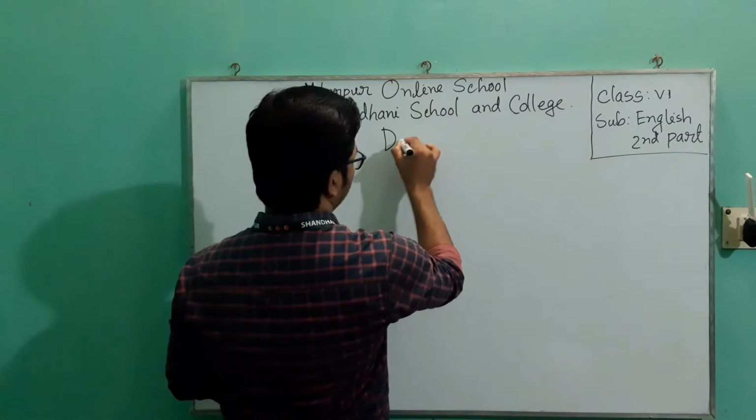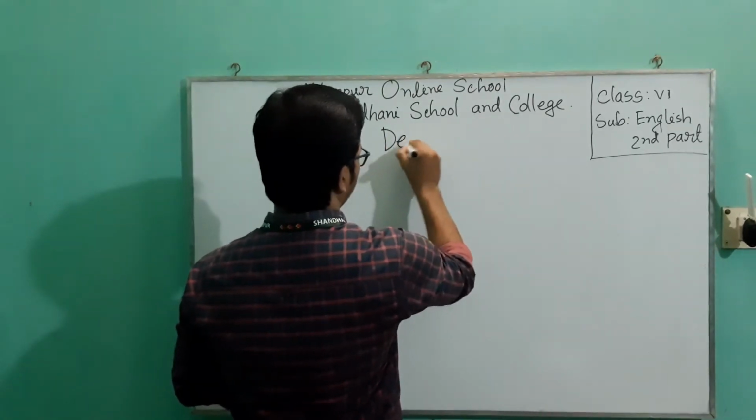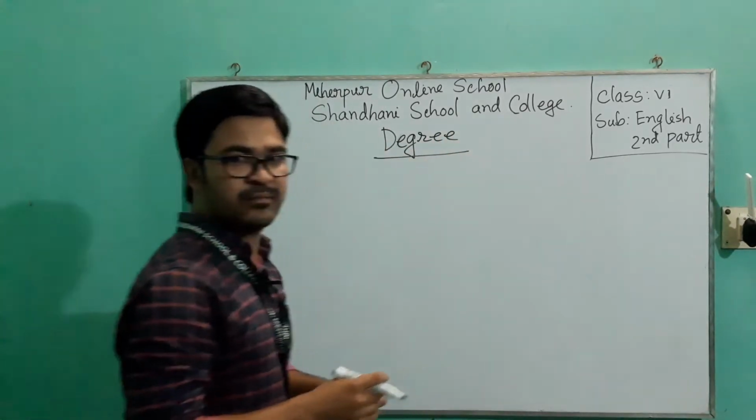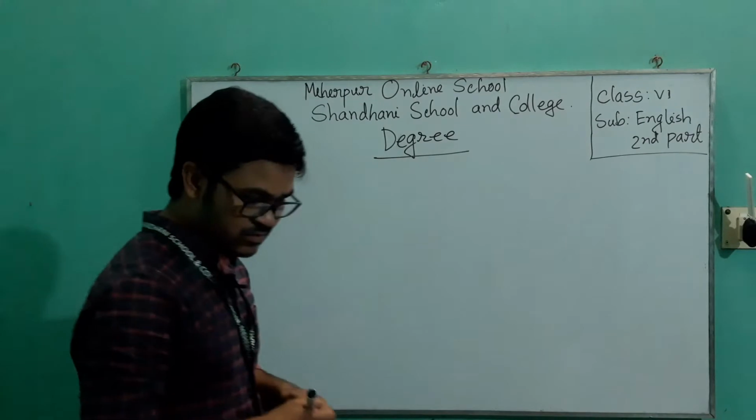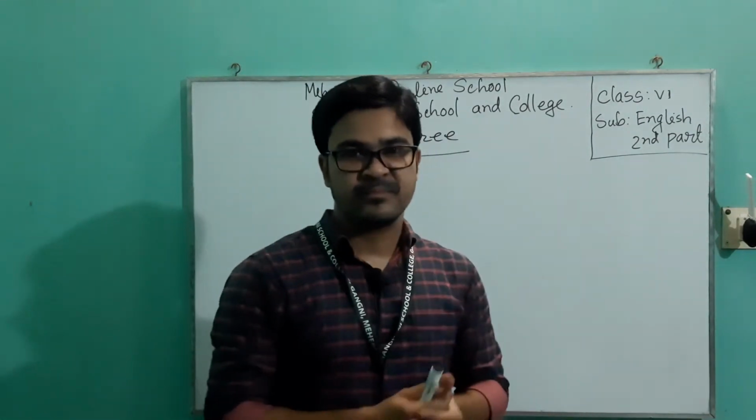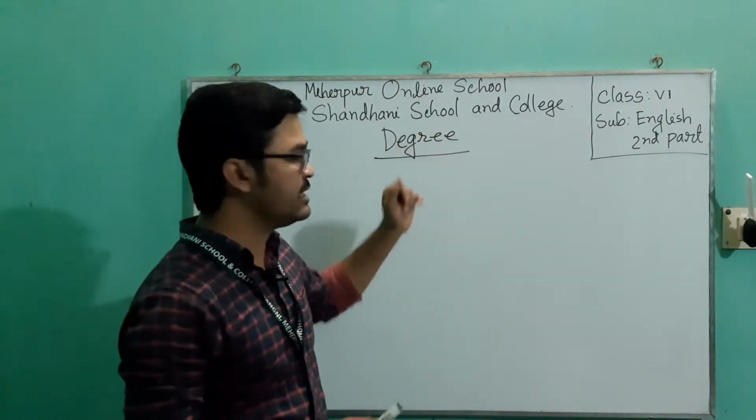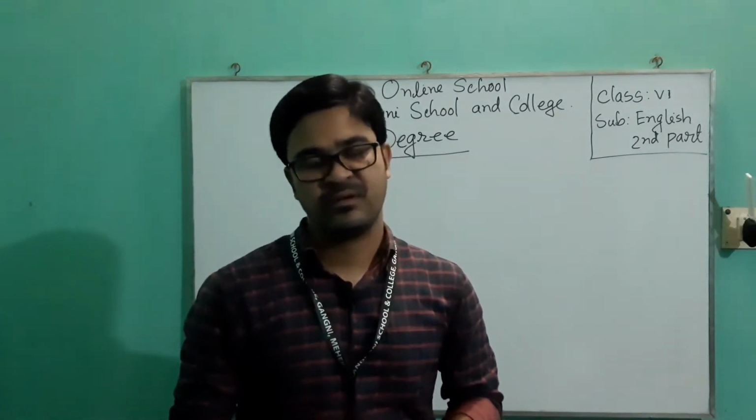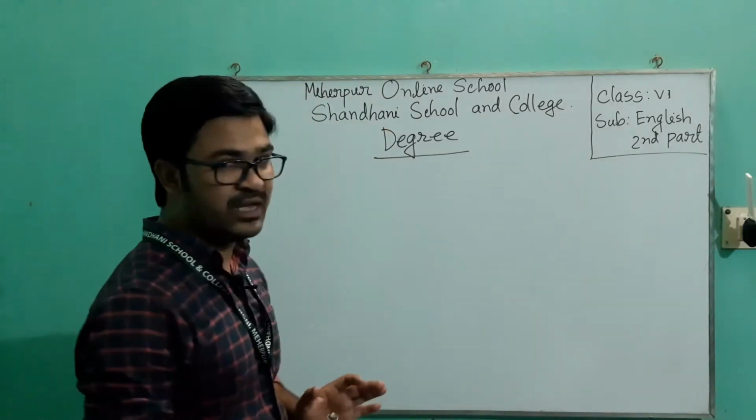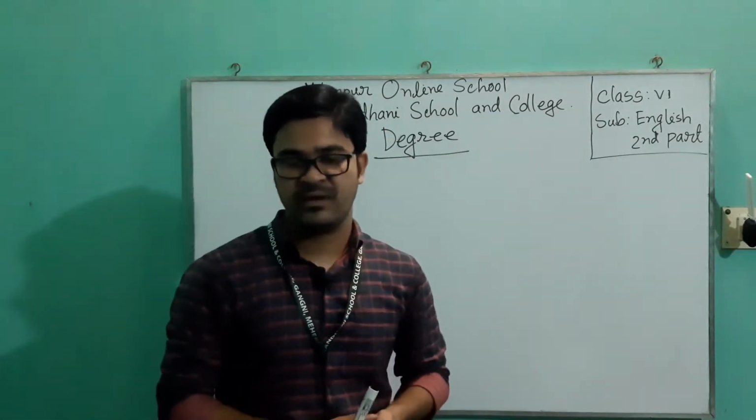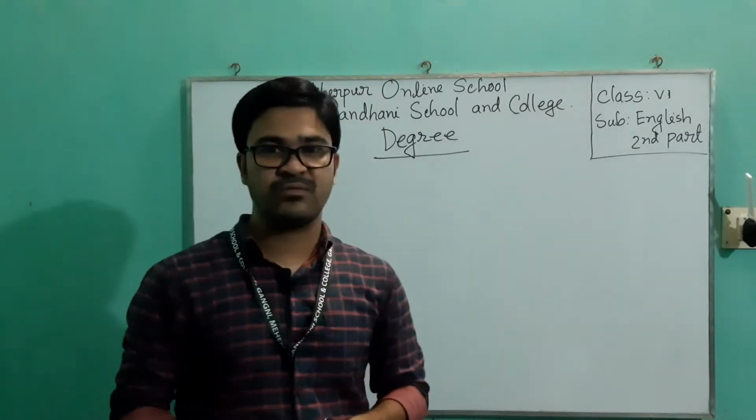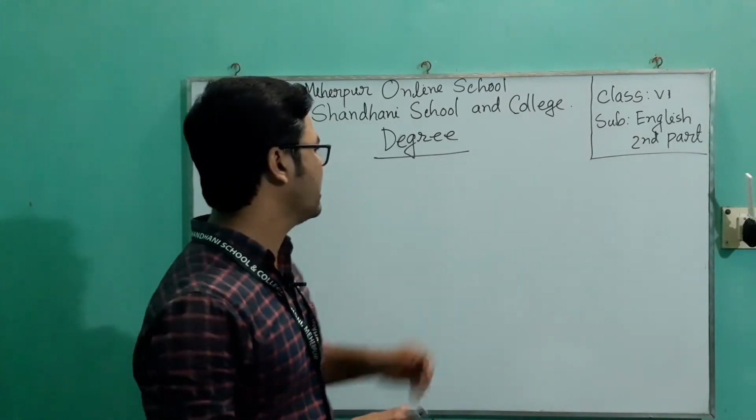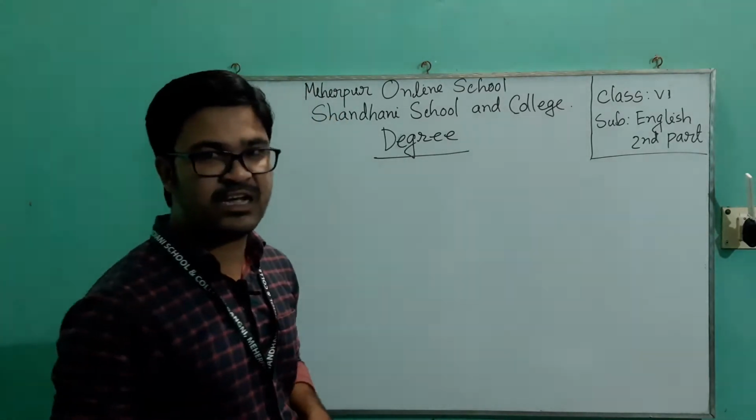So, our topic is degree. At first, we have to know what degree is. Degree is the comparison of adjectives. Okay, dear students, we know that there are three kinds of degree. At first, we have to know what we will learn from degree. That means learning outcomes.